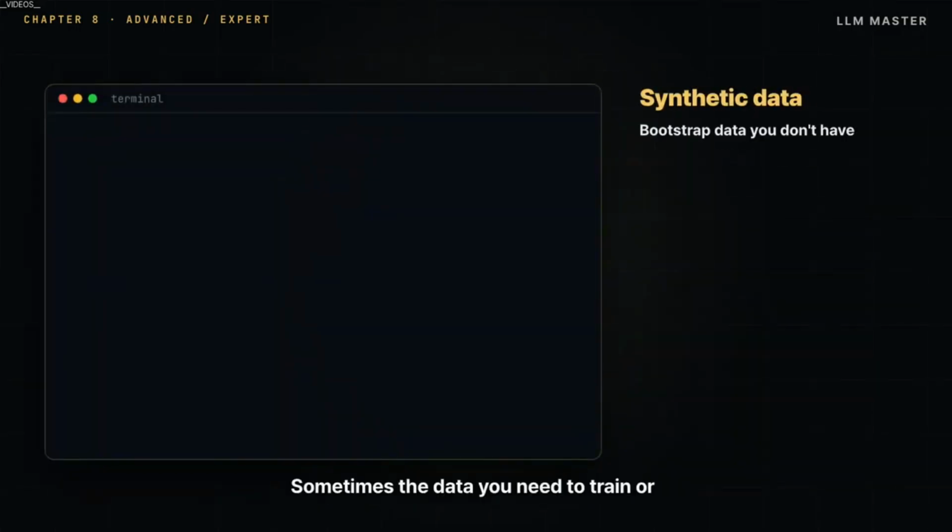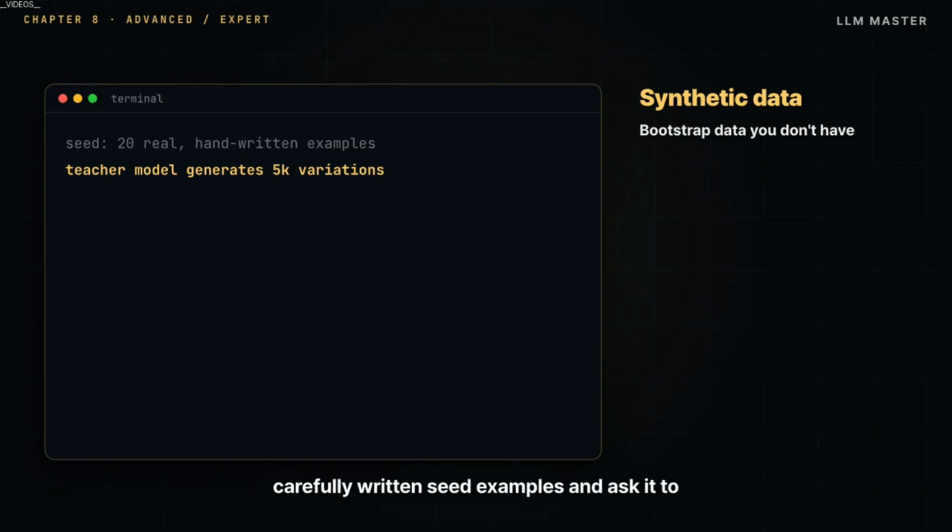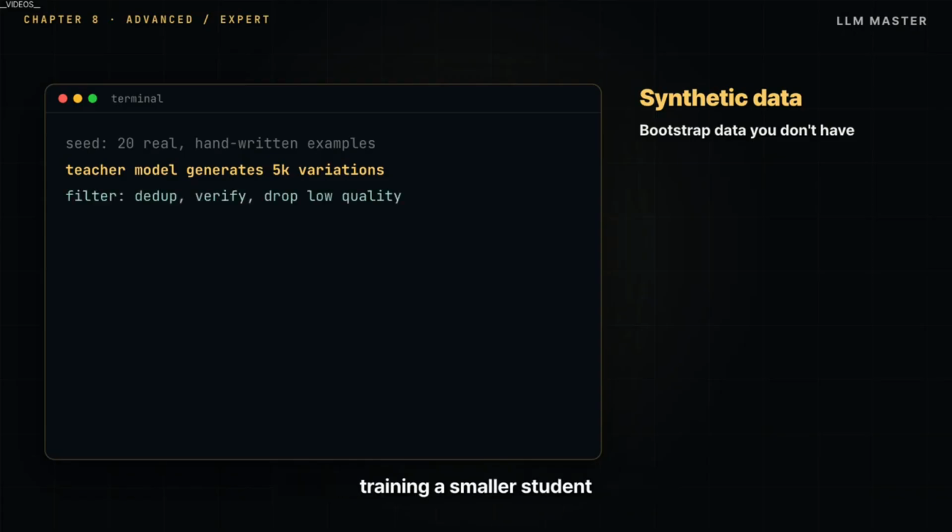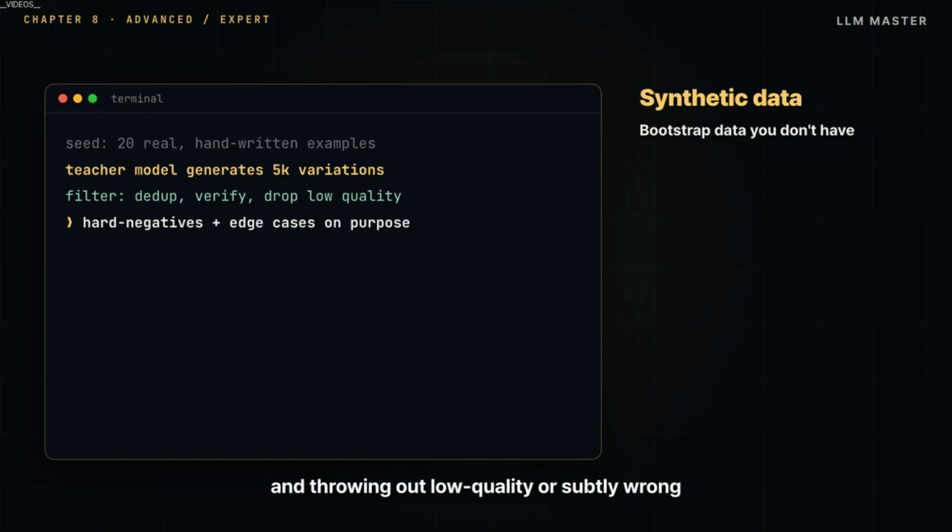Sometimes the data you need to train or evaluate simply doesn't exist yet, or exists but can't leave a customer's environment. Synthetic data generation bootstraps it. You hand a capable teacher model a handful of real, carefully written seed examples and ask it to generate many more in the same shape. This is distillation from teacher when the goal is training a smaller student. The generation is the easy part. The hard part, the part that decides whether this helps or hurts, is filtering, deduplicating, verifying correctness, and throwing out low-quality or subtly wrong samples.